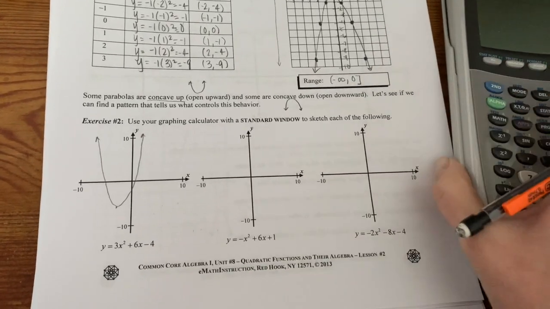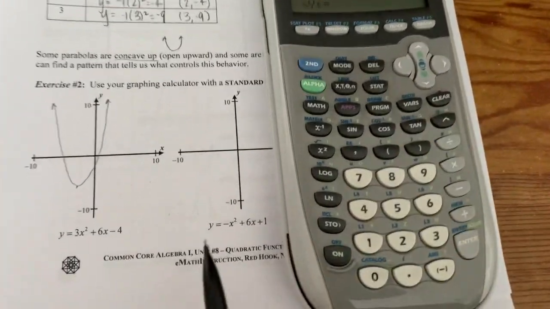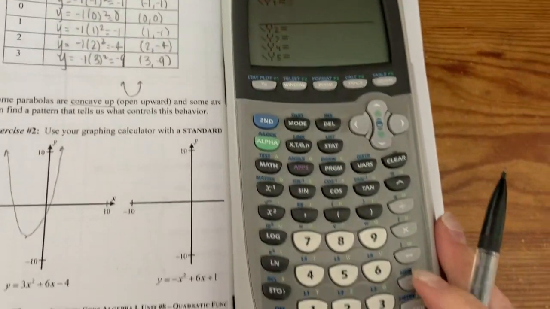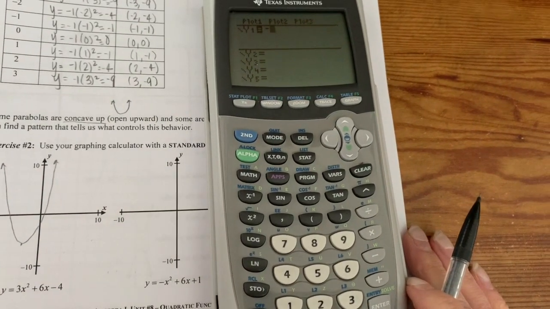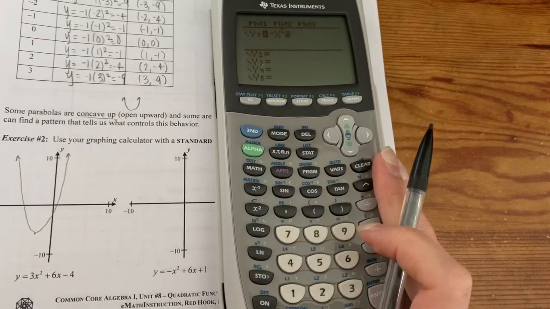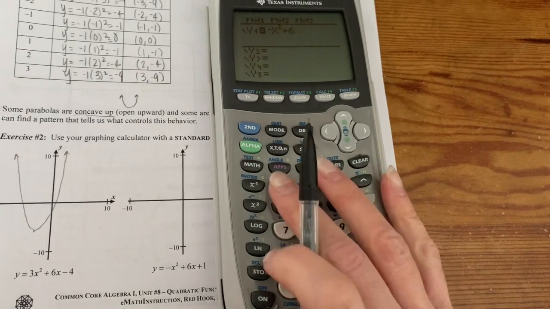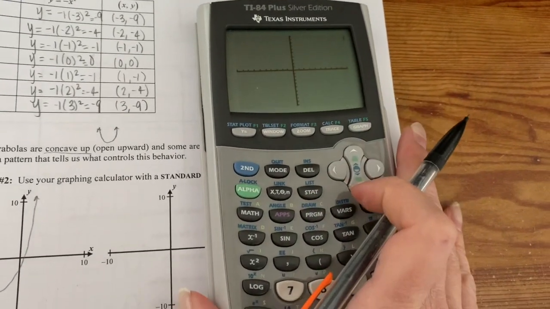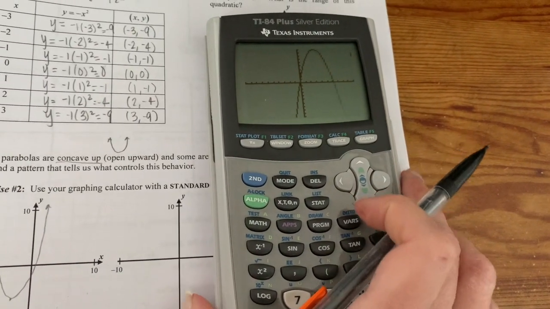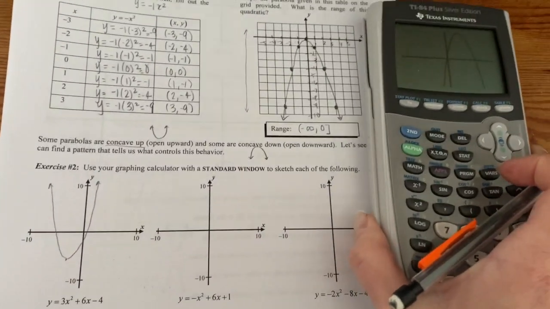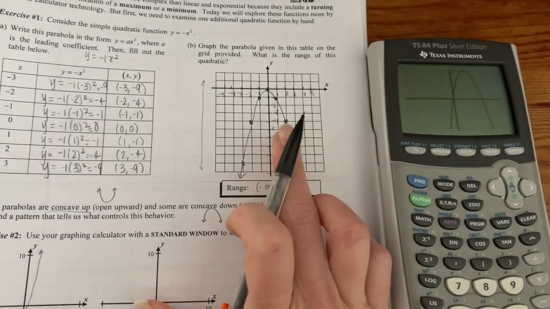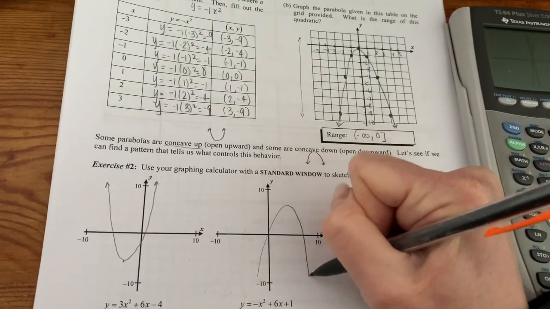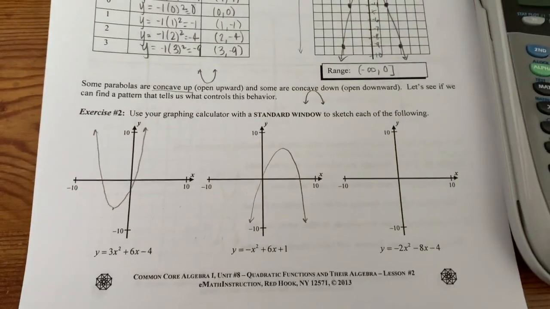All right. Now we're going to clear this out and do the next one. This one is negative x squared plus 6x plus 1. So carefully using the negative instead of the subtraction. Negative x squared plus 6x plus 1. Graph. And this time our graph is concave down, so it has a max. It looks very similar to this graph, except it's going basically through the origin like that. Okay.